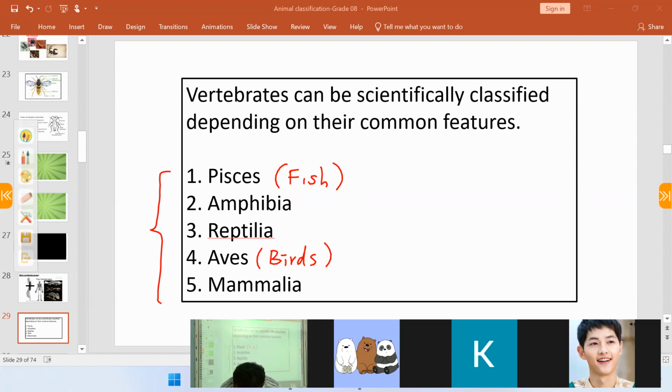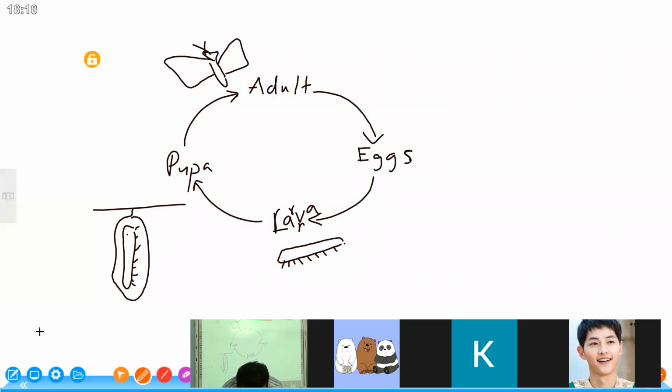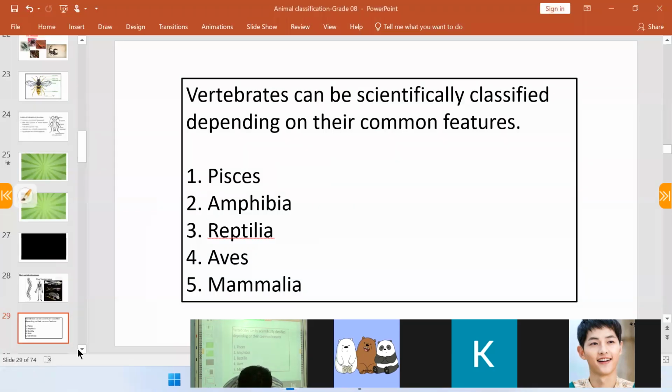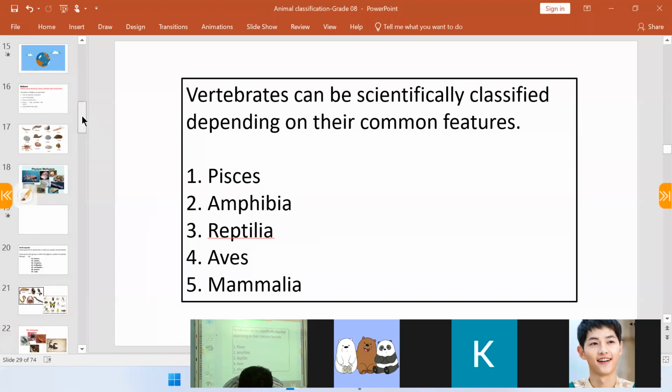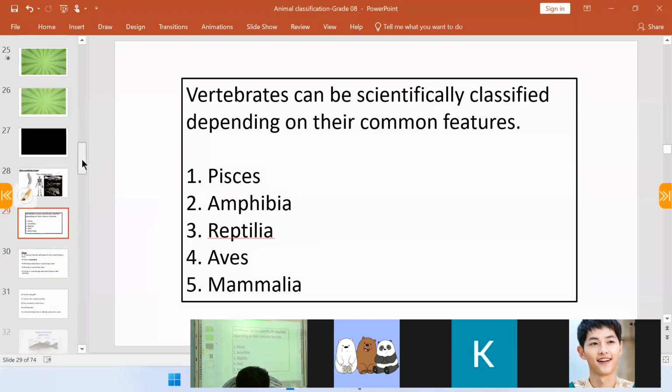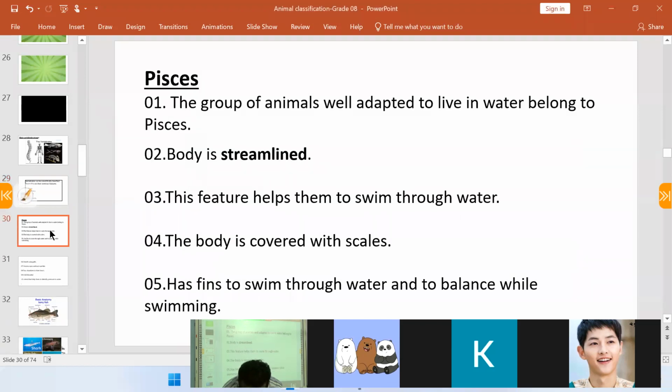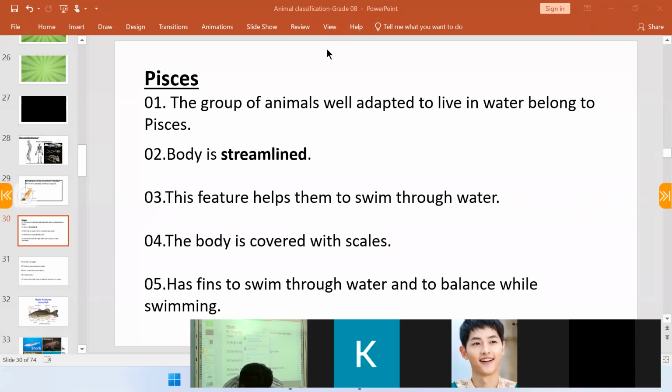So we are going to learn the first vertebrate group, pisces or fish. Do you know, children, where life began on earth? Leave space near the arthropods page for a diagram, I can't keep telling you every time. Where did life begin first?